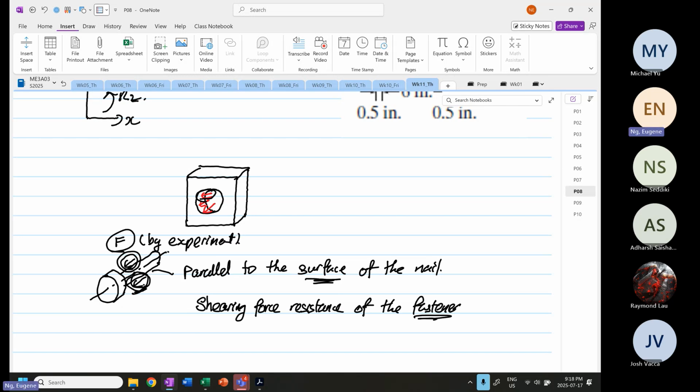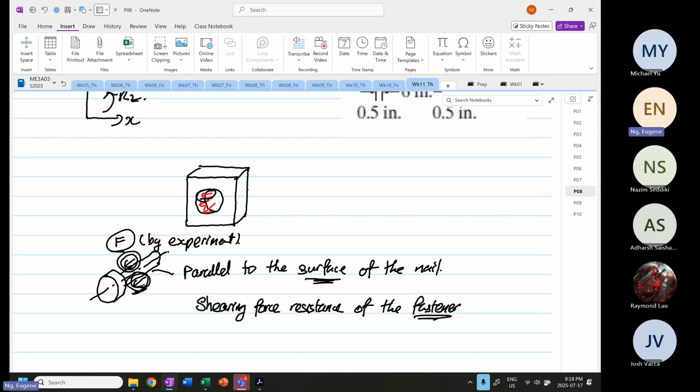So how do you do this? What you tend to do is buy nails with different lengths or different diameters. You nail it into your wood. You put a spring gauge at one end, and then you pull until the nail becomes loose. That is the force resistance. There's no way to calculate this.